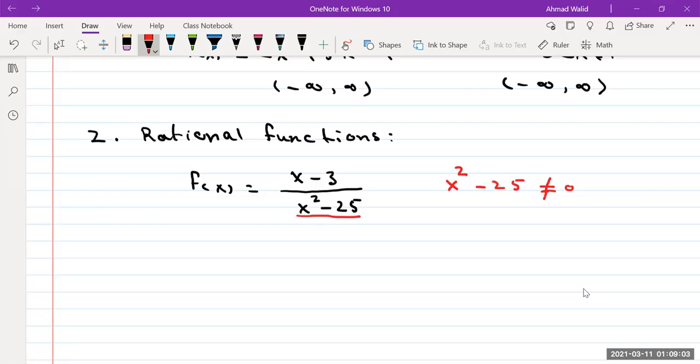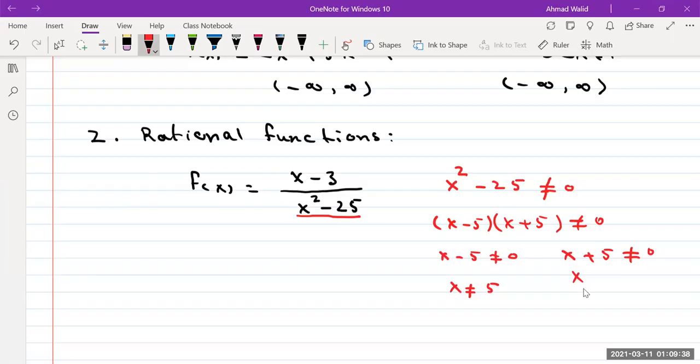Solve this. If you solve this, you can factor, or you can use the square root property. Which way you go, it's up to you. I will factor it: x minus 5 times x plus 5 cannot be 0, correct? Then x minus 5 cannot be equal to 0, which means x cannot be equal to 5. And also, x plus 5 cannot be equal to 0, which means x cannot be equal to negative 5.